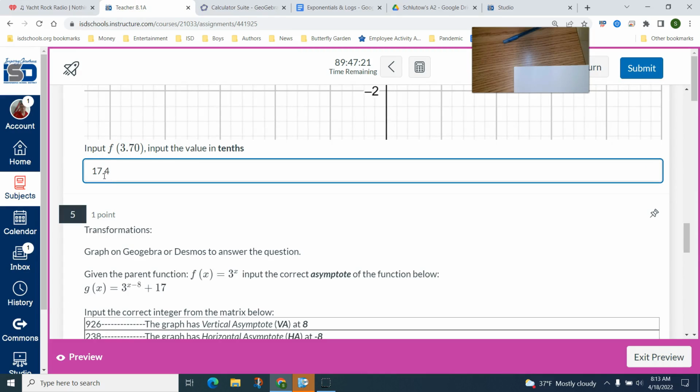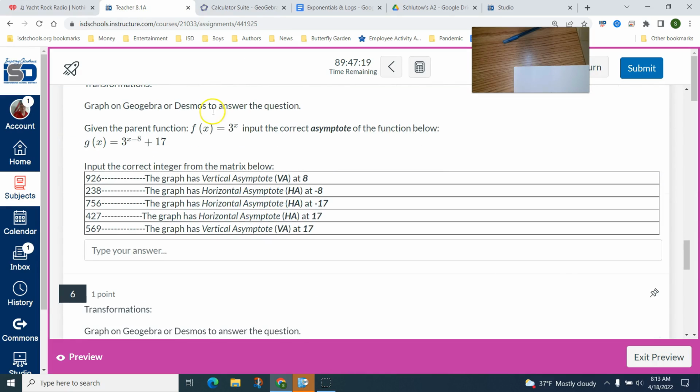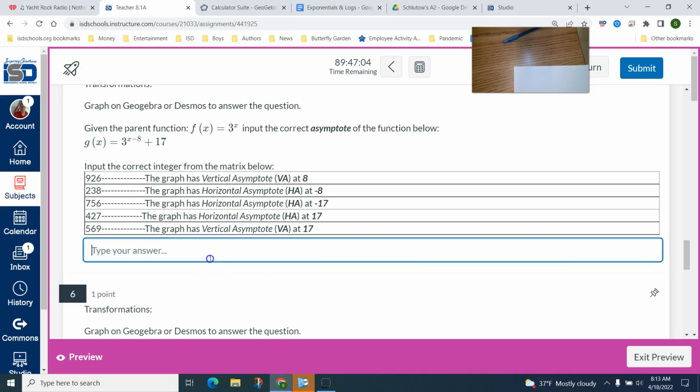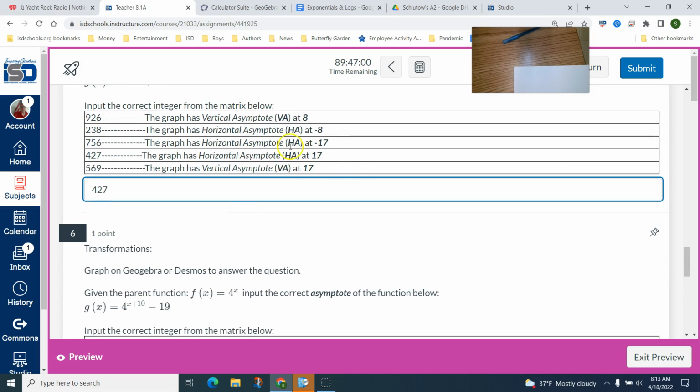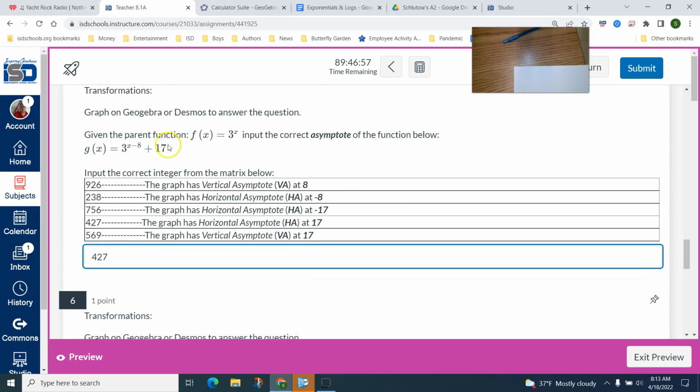Do another one of these tomorrow in class too. All right, this one, put in the correct asymptote. Your asymptote is a horizontal, so it's one of these 3 right here. And I told you your k value, so it is 17. So I got a horizontal asymptote at 17. That's this one right here, 427. You either know it or you don't, folks. All right, memorize. Horizontal asymptote is your k value.